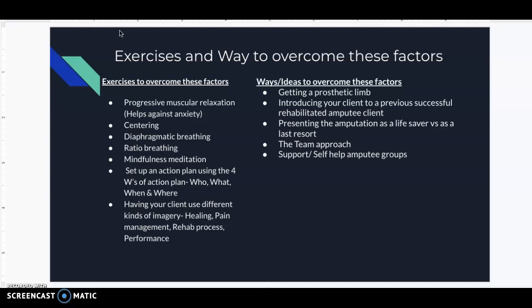We will move on then to the ways and ideas to overcome these factors. These are just some of the ways that you can overcome these factors. These are not all of them. They include getting a prosthetic limb, introducing your client to a previous successful rehabilitated amputee client, presenting the amputation as a lifesaver versus a last resort, the team approach, as well as support and self-help amputee groups.